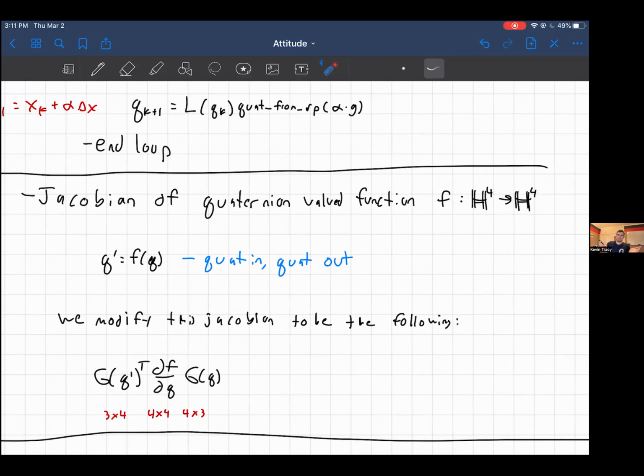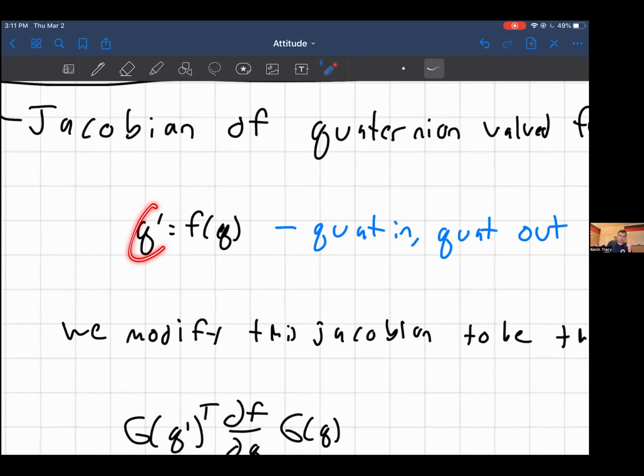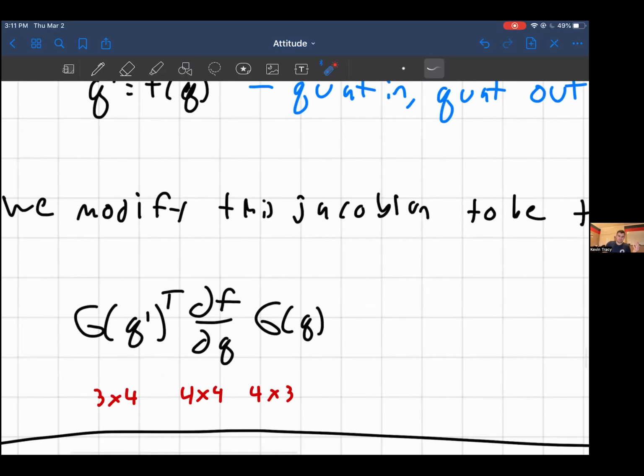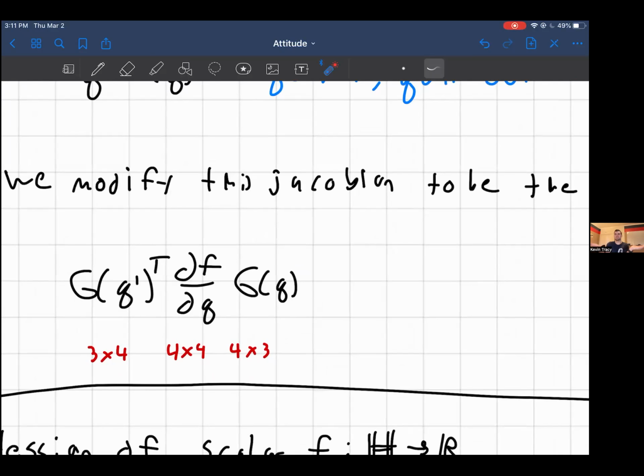And so the way that we modify this Jacobian is that we assume this function has q prime as the output of f of q. The way we modify this Jacobian to think in terms of this Rodrigues parameter is we basically smush it together with 2 G's. So on the right-hand side, we have G of q. We've seen this before, and this is the way that we condition the input. As opposed to inputting delta q's, this lets us input just the Rodrigues parameter.